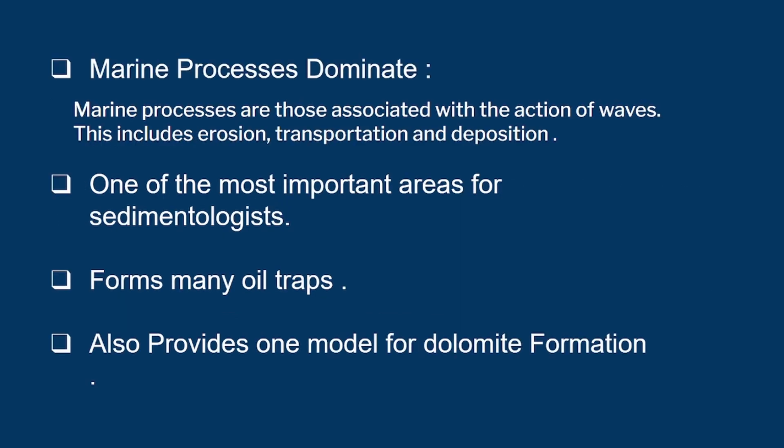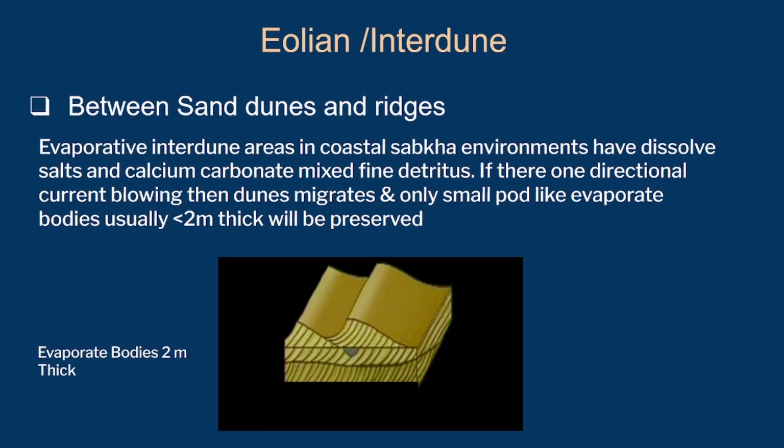Marine processes are those associated with action of waves. This includes erosion, transportation, and deposition. This is one of the most important areas for sedimentologists where oil traps and dolomite formations can occur during or after formation of sand dunes and ridges. One directional current causes migration of dunes. In the interdune areas, salts and calcium carbonate rich pot-like evaporites are present.